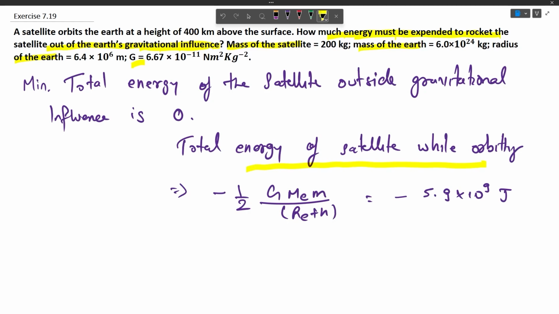It would be equal to the sum of kinetic energy and its potential energy. We have the expression for the same: minus half of G Me m, the mass of the Earth times the mass of the satellite, divided by Re plus h, that is the radius of Earth plus height, or the distance of the satellite from the Earth's center. This comes to be about minus 5.9 into 10 raised to the power 9 joule. This is attractive, hence the negative sign. So we have to expend this much positive energy to turn the total energy of the satellite to zero. We need to expend 5.9 into 10 to the power 9 joule so that the total energy becomes zero and the satellite will be thrown out of the Earth's gravitational influence.